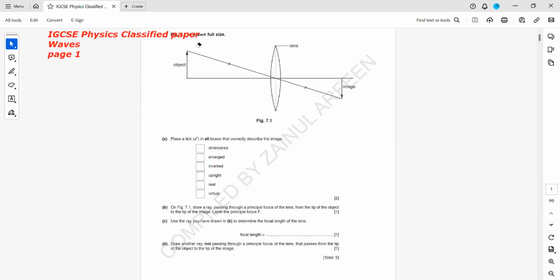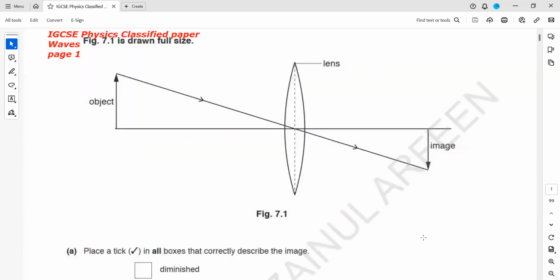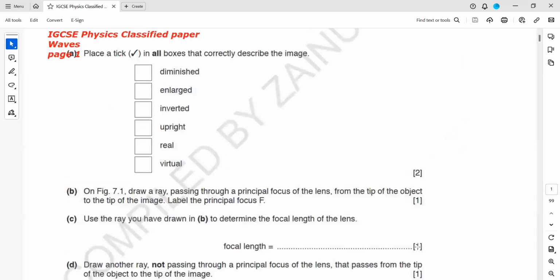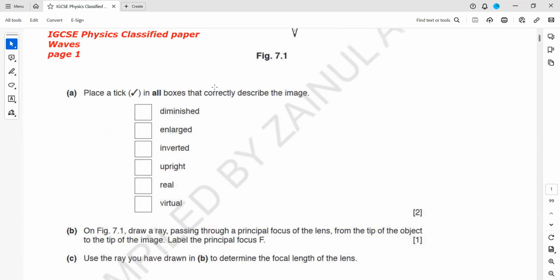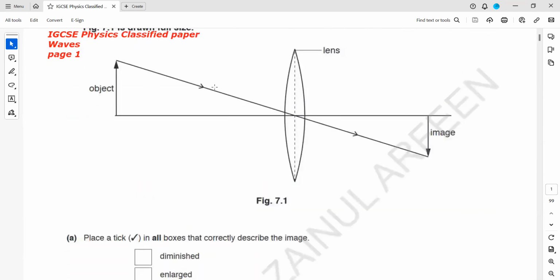The next part is: on figure 7.1, draw rays passing through the principal focus from the tip of the object and determine the focal length. So what do we have to do? Yeah, we have to draw the ray to find out the focus. How can we work out the focus? You can annotate on the screen if anyone wants to. If you want to work out the focus, what should we do?